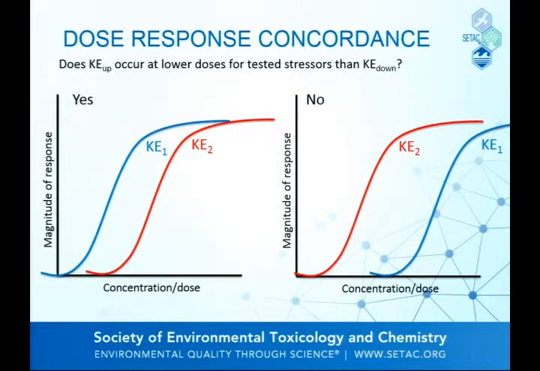So to just illustrate this graphically, again, in assessing dose-response concordance, the basic question is, does the key event upstream occur at lower doses for the tested stressors than the key event downstream? This is the kind of relationship we would want that would support concordance. So key event 1 is occurring at lower concentrations than key event 2. This would be a scenario where you don't have support for dose-response concordance: key event 2 occurring at lower concentrations than key event 1. Seems fairly straightforward, right?